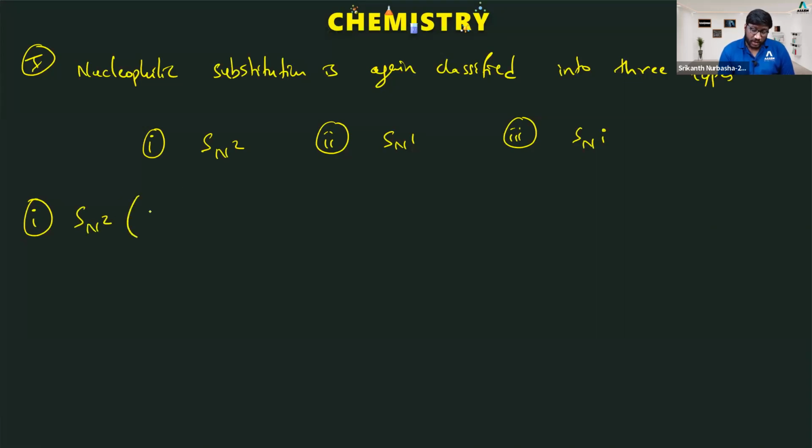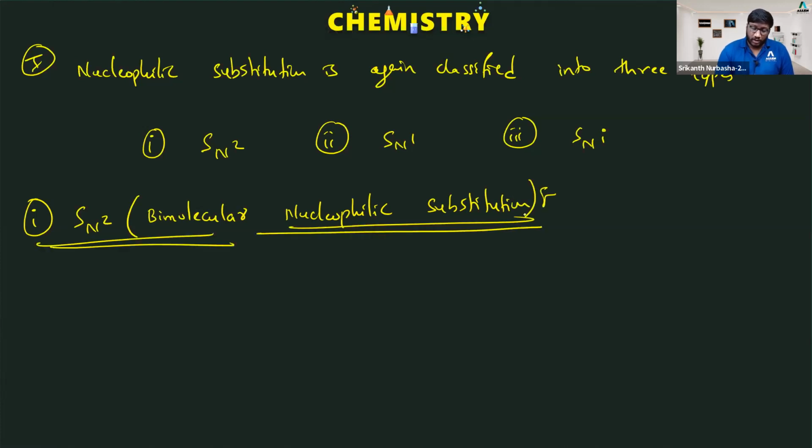SN2 is named as 2 stands for bimolecular, N stands for nucleophilic, S stands for substitution. Bimolecular nucleophilic substitution reaction means the molecularity is 2, order is 2. The nucleophile is going to substitute at the position where you have the electrophilic carbon. So what happens in this bimolecular substitution reaction? Let us take an example and understand all the points.